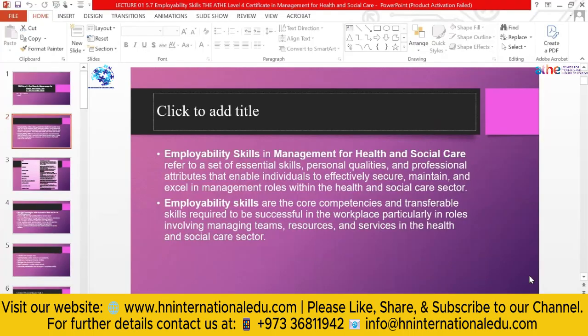Employability skills. First, we need to understand in general, then according to the context of your degree, that is health and social care and business management. Employability skill is the one which everyone possesses. But when we talk in the specific context of health and social care, it comprises a set of essential skills, qualities, and professional attributes that enable individuals to effectively secure, maintain, and excel in management roles within the health and social care sector.